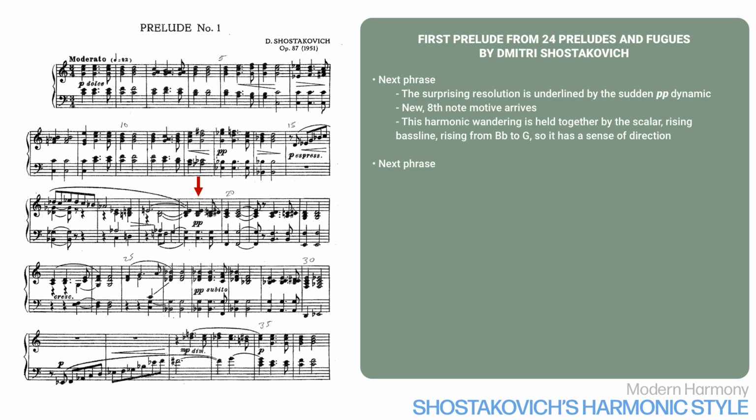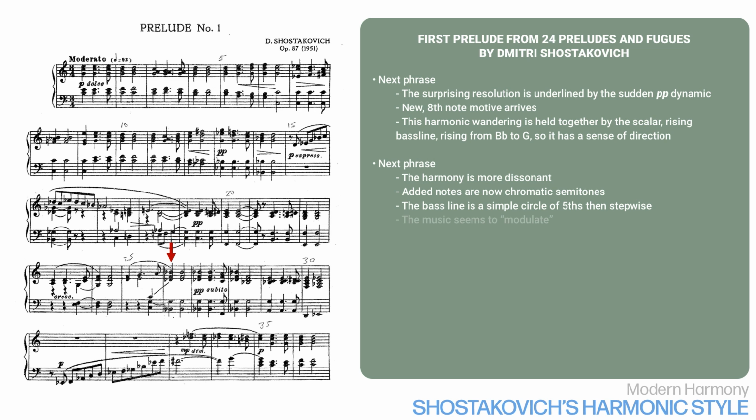In the next phrase, starting in measure 19, the harmony is more dissonant. The added notes here and in measure 20 are now chromatic semitones. Apart from that, the main lines are diatonic, back in C major until measure 26. The bass line is a simple circle of fifths in measure 19 to 22, and then stepwise. In measure 26, the music seems to modulate due to the B flat and D flat.